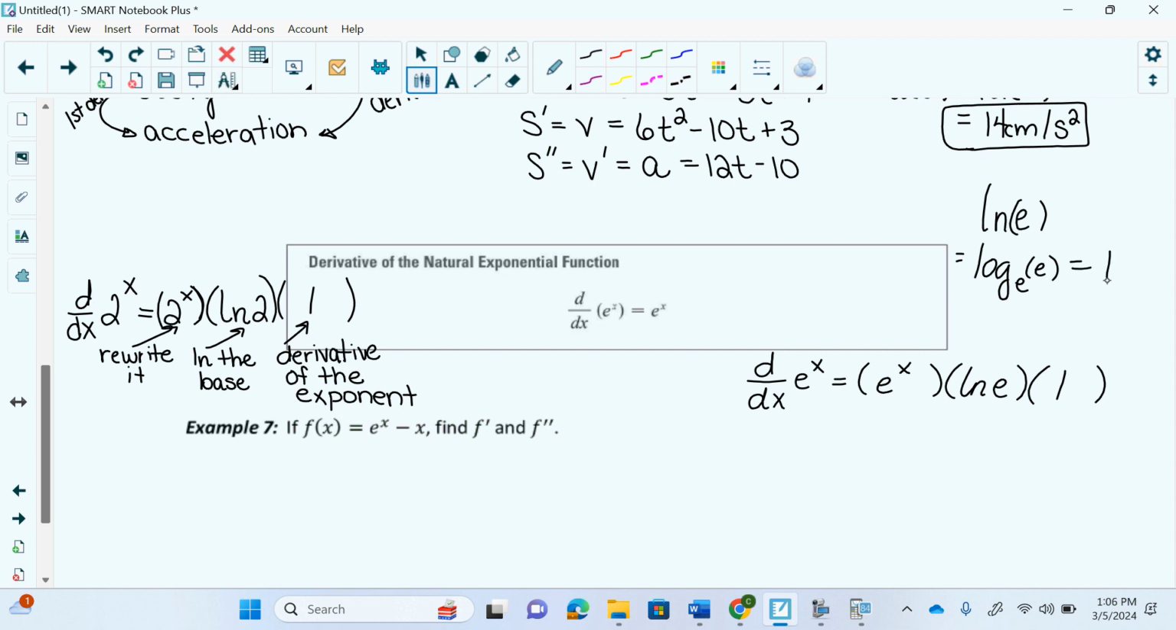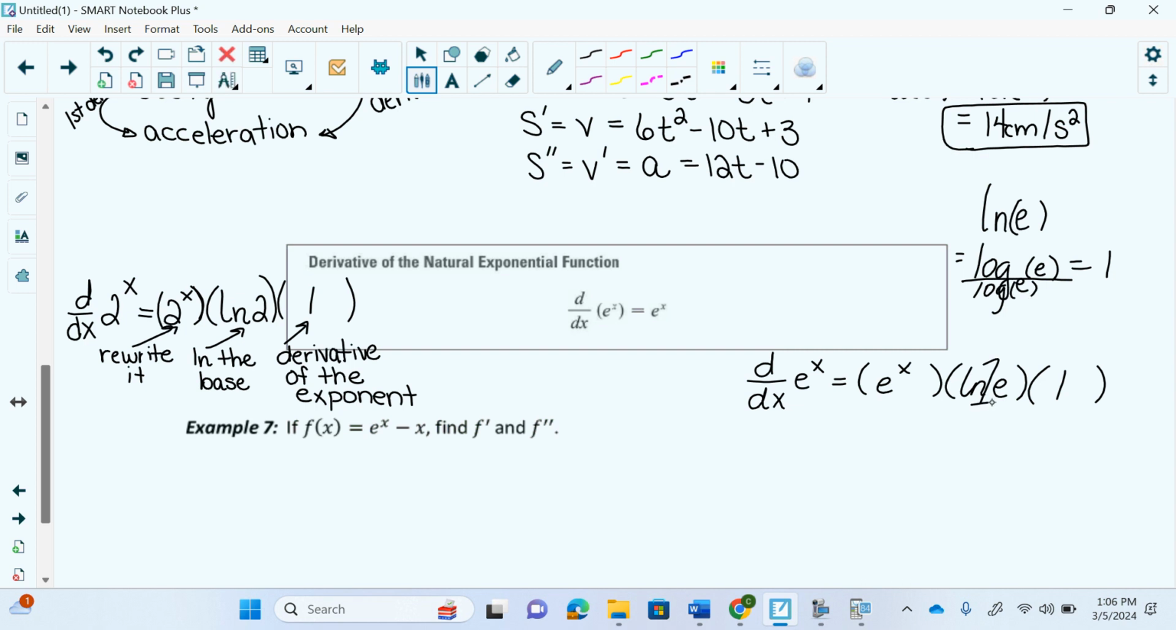Now, why is that just 1? Because log base e of e is the same as log e divided by log e, which is just 1. That's why they wrote it as 1. So log base a of a is 1. We taught that in 30-5. So this also becomes a 1.